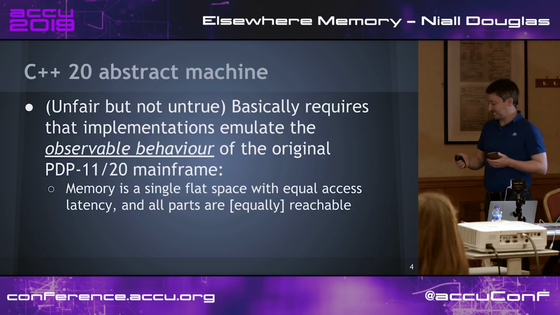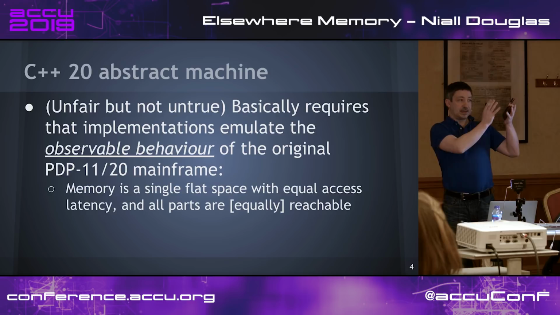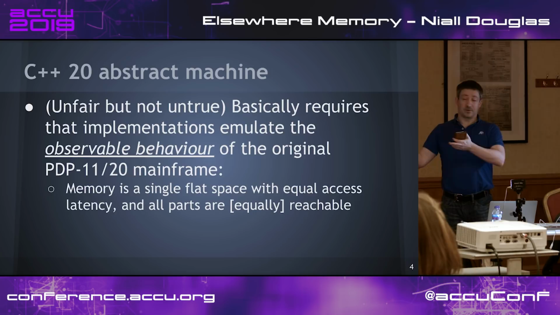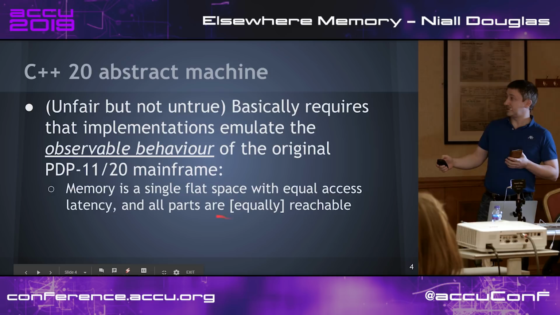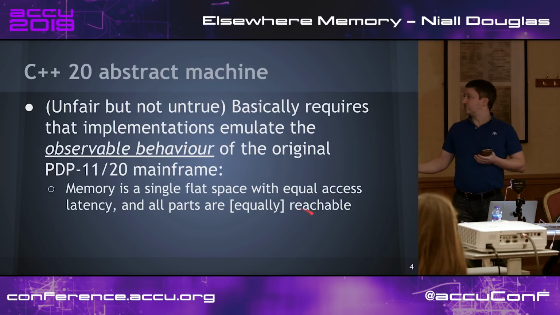Anyway, the concept behind the PDP-11 is that ultimately memory is a single flat space. There's equal access latency between all different parts, and all parts are equally reachable. This is a real problem for the GPU guys at the minute, because each of those little individual cores that Michael Wong was talking about last talk only sees a little tiny subsection of memory. They have very limited access to other bits of memory in any way that's performant. So the fact that the memory model says this must be so, and the entire language is built around that, creates problems. TLS is the classic one. Thread local storage is assumed to be equally available from all threads, and that is a consequence of this assumption.